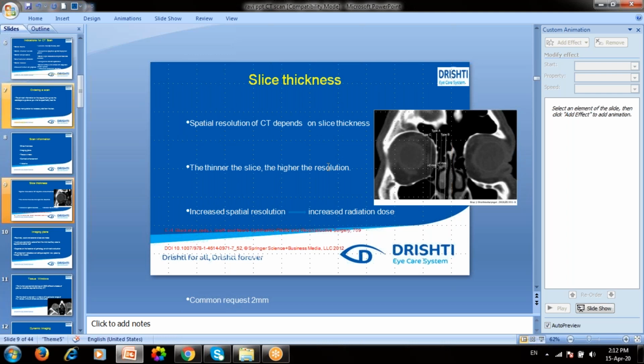if you pass a torchlight through a glass, the rays will pass more. From a wooden door or wooden window, the light will not pass. In the same way, if your slice thickness is less, the resolution will be more. If your slice thickness is more, the resolution will be less. So it depends upon the clinical evaluation, how much thickness you want.